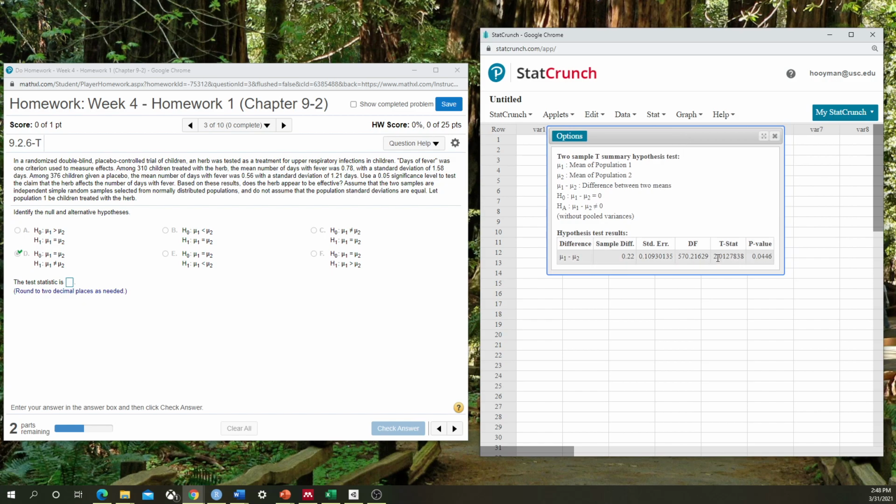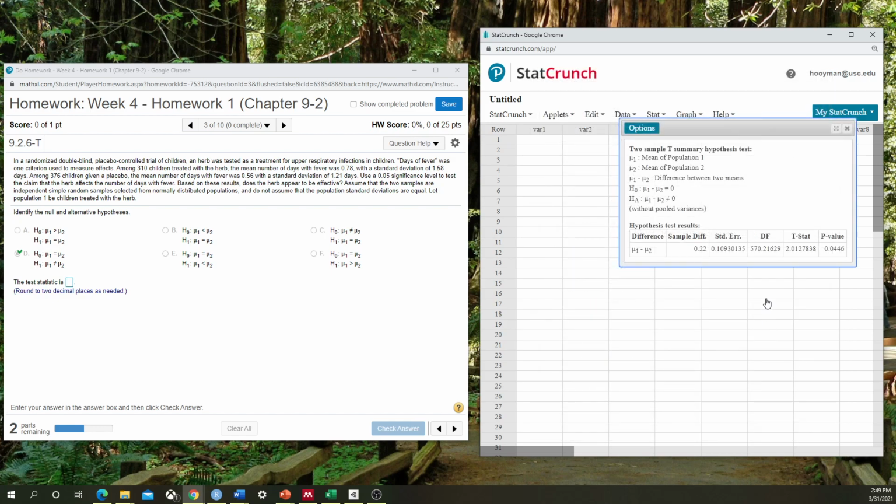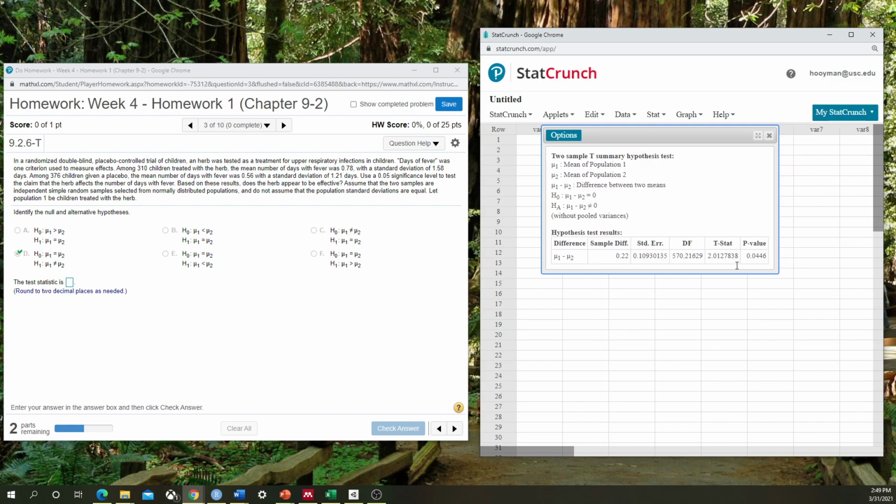My t-stat is 2.01. Now if I go back really quickly and I had switched this info around, then instead I would have had a negative 2.01. My p-value would have been the same. This difference would have been negative, and that would have flipped the sign, and it would have given me the wrong answer if I don't enter in things in the correct order.